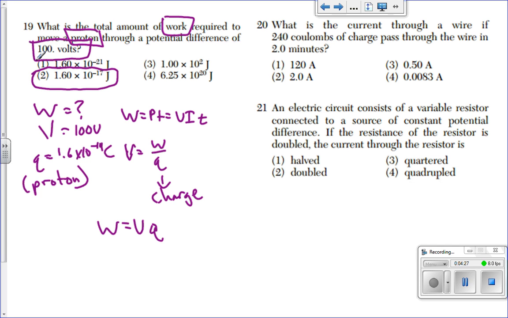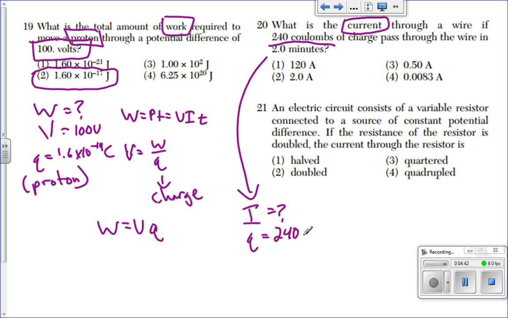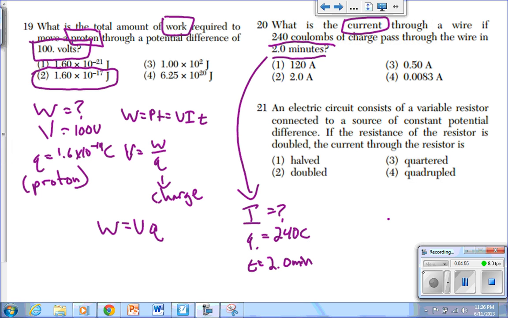For number 20, this is another calculation question. So let's see what we have. We are trying to find current. Current is I. We know we have 240 coulombs, so that means Q equals 240 coulombs. And we know we have 2 minutes. Time equals 2.0 minutes.